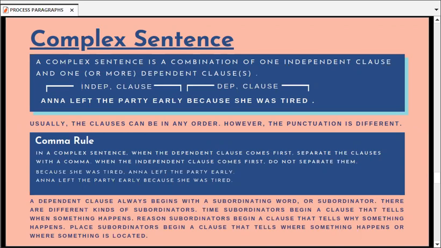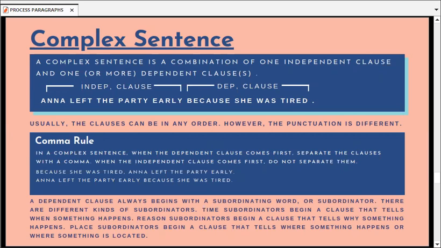Comma rule in a complex sentence: when the dependent clause comes first, separate the clauses with a comma. Because she was tired, Anna left the party early. When the independent clause comes first, do not separate them. Anna left the party early because she was tired.